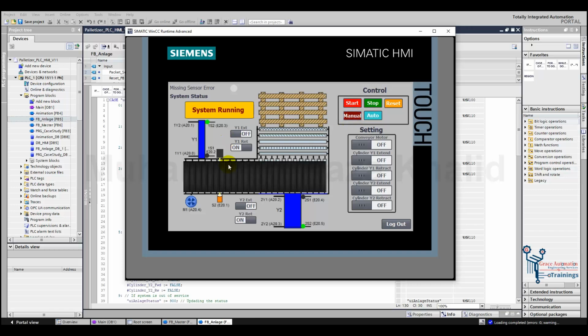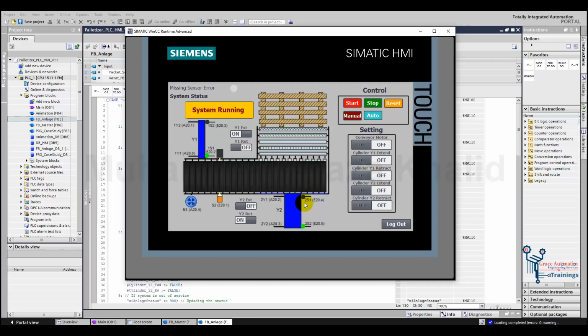So here we can control each of the outputs manually. Initially the cylinders are retracted, the motor is off, so let's turn the motor on. Here we can see that we have turned on the motor, it is running, so the conveyor is moving. So let's turn that off, and let's extend cylinder 1. Now accordingly the limit sensor will be triggered, showing that the cylinder is extended. Now let's retract the cylinder.